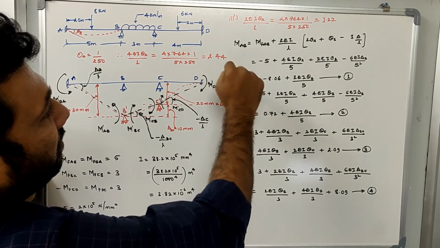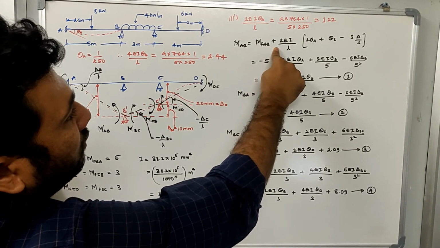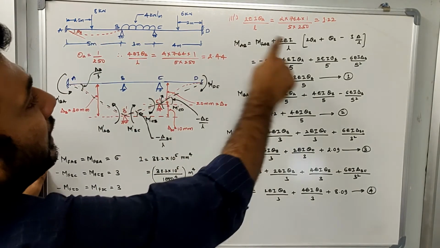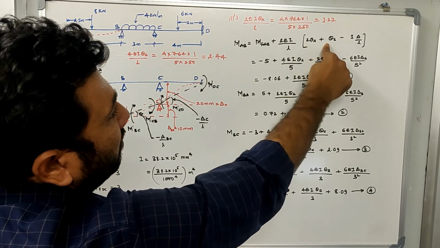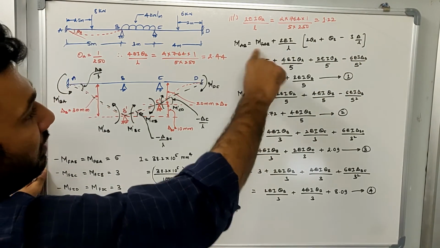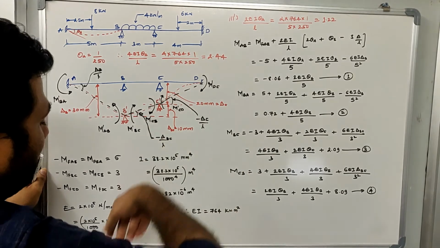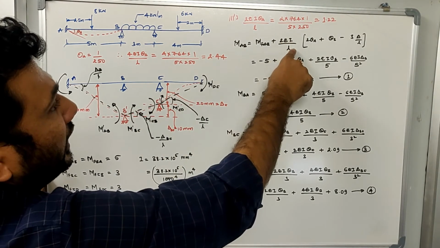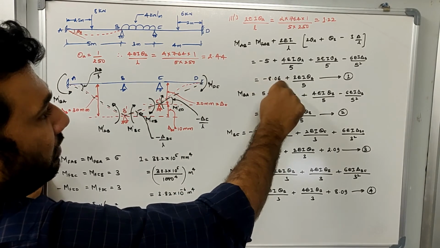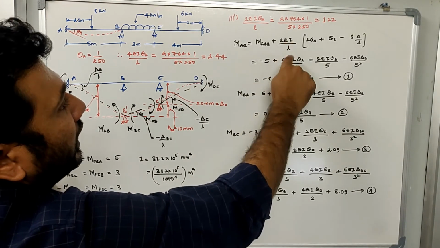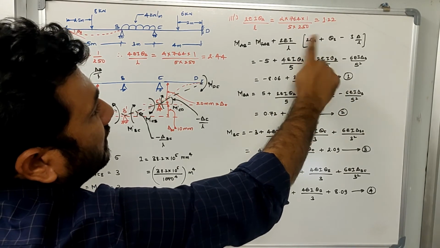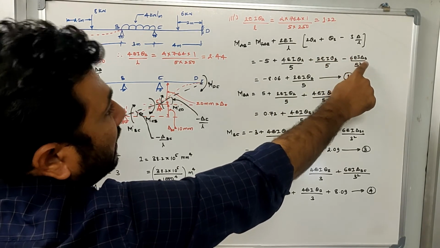Now first is MAB. MAB is equal to MFAB plus 2EI by L, L meaning LAB, into bracket 2 theta A plus theta B minus 3 delta by L. In this equation you already know MFAB. MFAB is minus Y, which we have already calculated. 2EI divided by L, where L is the length of the member. The length of the member AB is 5 meter, and I have substituted here 4EI theta A divided by 5 plus 2EI theta B by 5 minus 6EI delta B divided by 5 square.